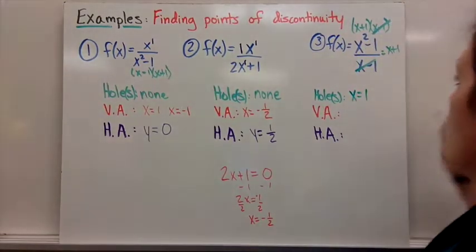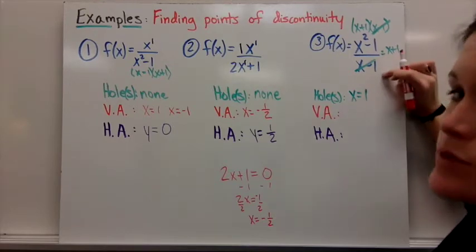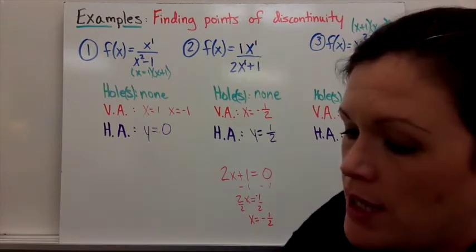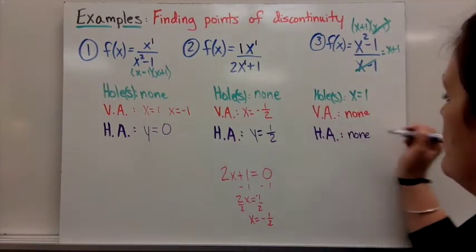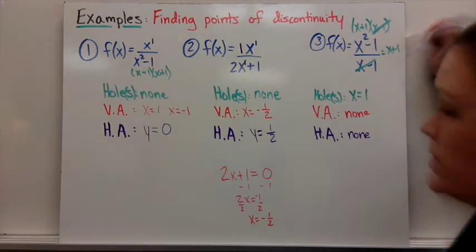The vertical asymptote would then be looking at our denominator right here, but our denominator canceled out. So we actually have no vertical asymptote, and we are going to have no horizontal because the degree in the numerator is now larger than the degree in the denominator.